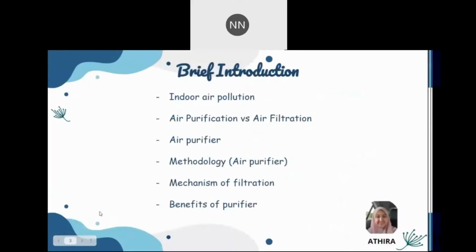So basically, in our introduction, we'll be explaining about indoor air pollution, the differences between air purification and air filtration, and lastly about air purifier. In methodology, we'll be explaining how the air purification and air filtration works inside air purifier, and inside discussion, we'll be explaining on mechanism of filtration and the benefits of purifier.